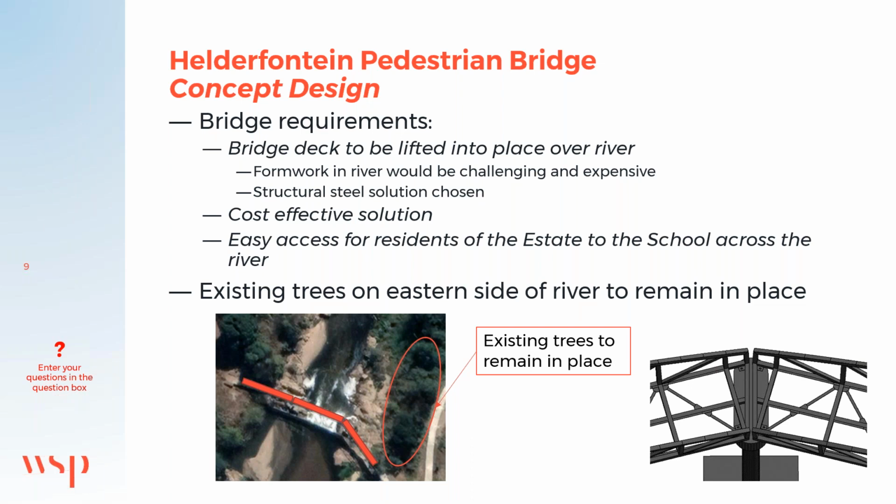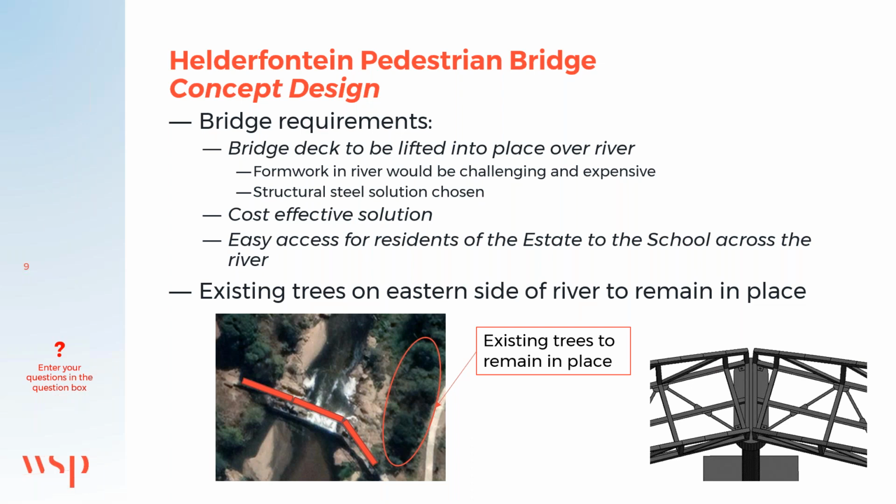With regards to the concept design, there were various requirements for the bridge in the beginning. Firstly, the bridge deck would need to be lifted into place over the river. This is due to the fact that formwork in the river would be very challenging and quite expensive. As a result, we opted for a structural steel solution to allow the deck to be craned into place. We also needed to provide the client with a cost-effective solution. The main requirement was to allow easy access for residents of the estate to the school across the river.